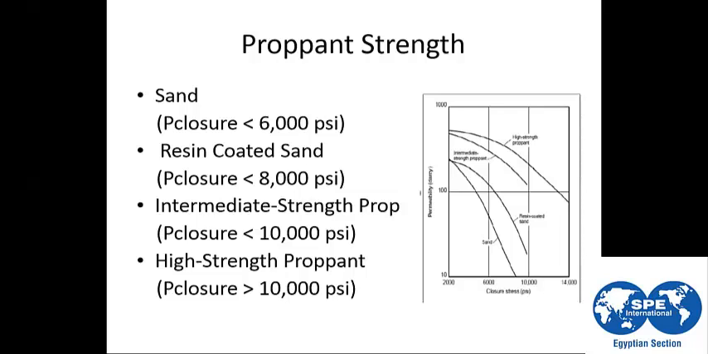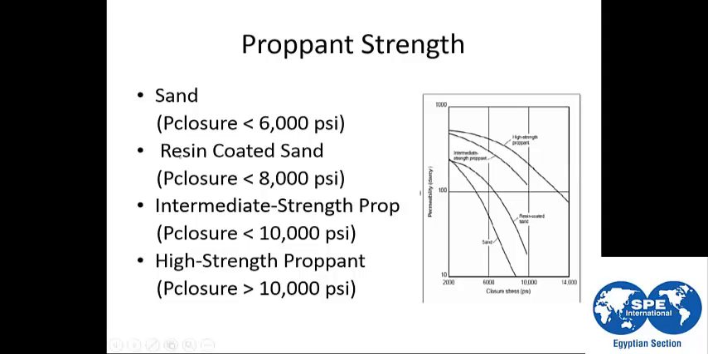Okay, so we have different materials that can be used to fill the frac. First, during the early fracturing jobs, sand was used as a material, but sand has a closure pressure limit of less than 6,000 psi. In closure stresses higher than 6,000 psi, the sand will start to crush. If it crushes, it will result in a reduction in the conductivity of the fracture. So intermediate strength proppant and high strength proppant should be used instead of natural sand.